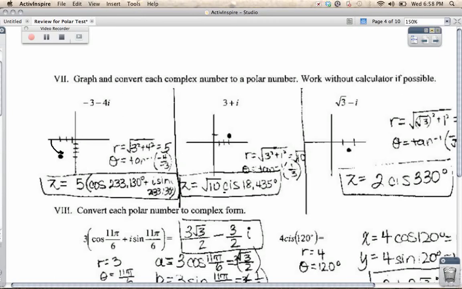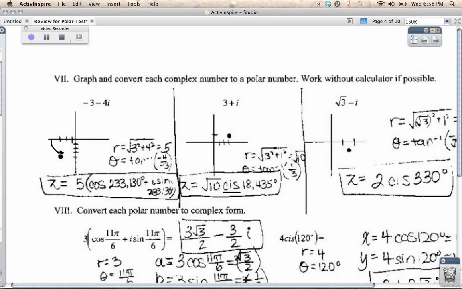Now this cis, I just wanted you to see the relationship here. It really doesn't matter. You can interchange this cis with cosine plus i sine. Really all this is, √10 is your r value. And then you replace the theta value for cosine of 18.453 and then i sine of 18.453. But instead of writing 18.453 twice, you just do cis 18.453. So this is just another way of writing the cosine plus i sine version.